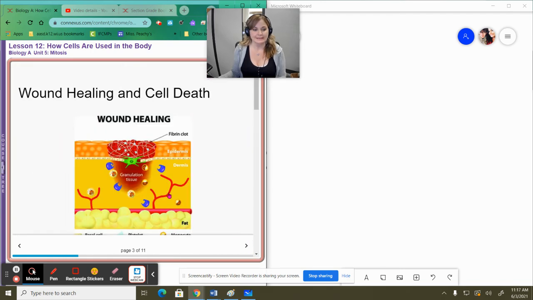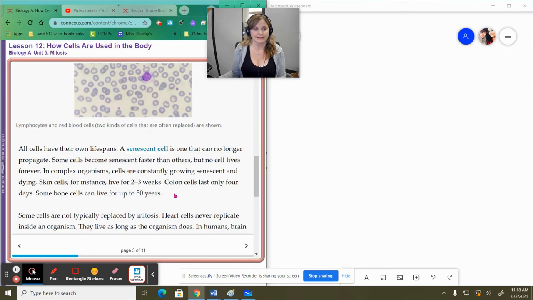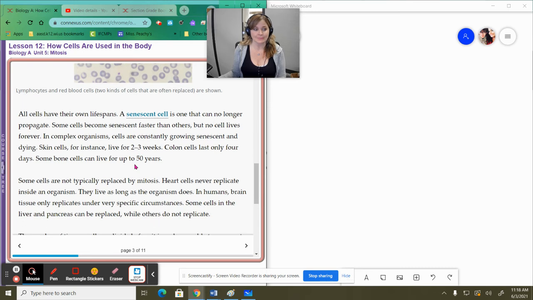Going on in the next slide, it talks a little bit about cell division again. It talks about how when a cell is no longer able to divide, it becomes a senescent cell, meaning it can't divide anymore. That time period differs depending on the type of cell we're talking about. For example, in the text here, it says skin cells live for 2 to 3 weeks, and so they are constantly dividing and making new copies of themselves. But colon cells last only 4 days, but some bone cells can live up to 50 years.